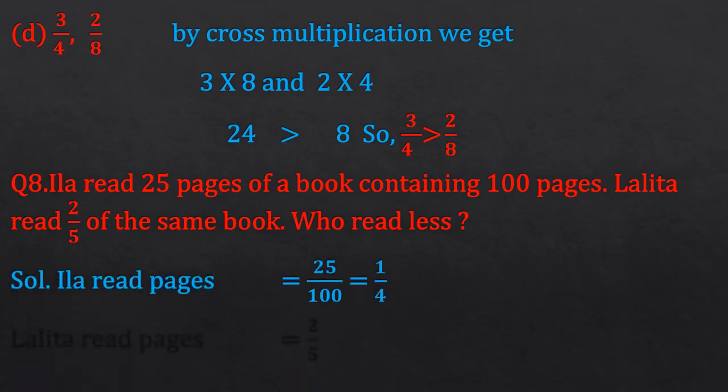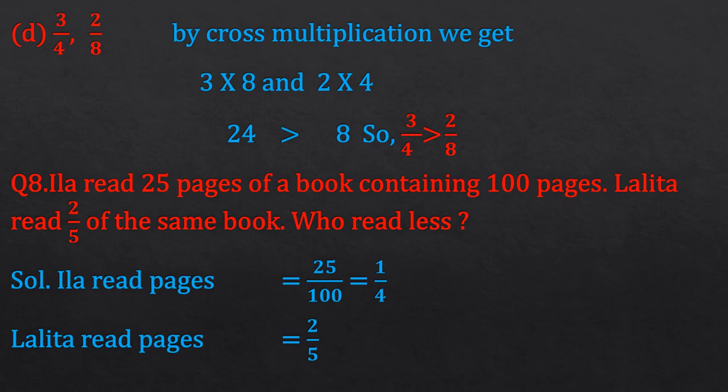See, solution now. Ela read pages. Total number of pages are 100. Out of 100 she read 25. So it is 25 upon 100. Convert into simplest form. It is 1 upon 4 because 25 4s are 100. What fraction of the book did Lalita read? She read 2 upon 5.